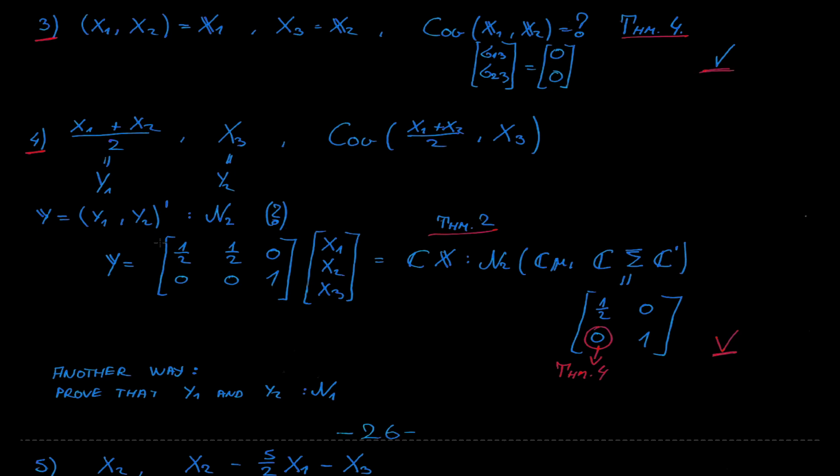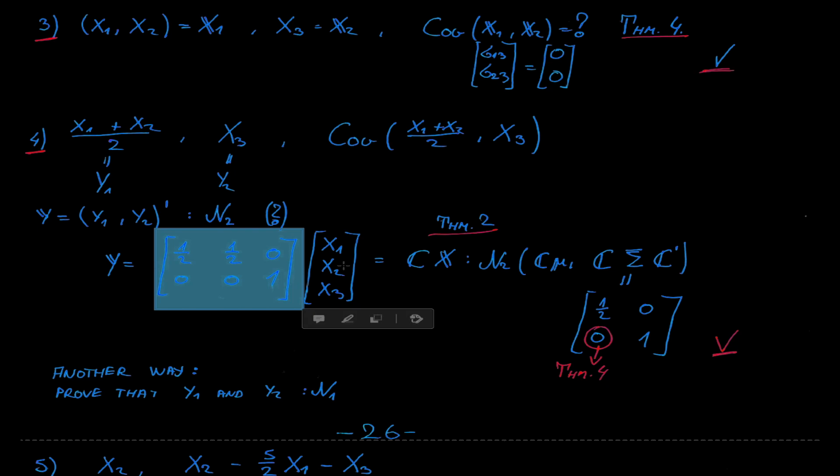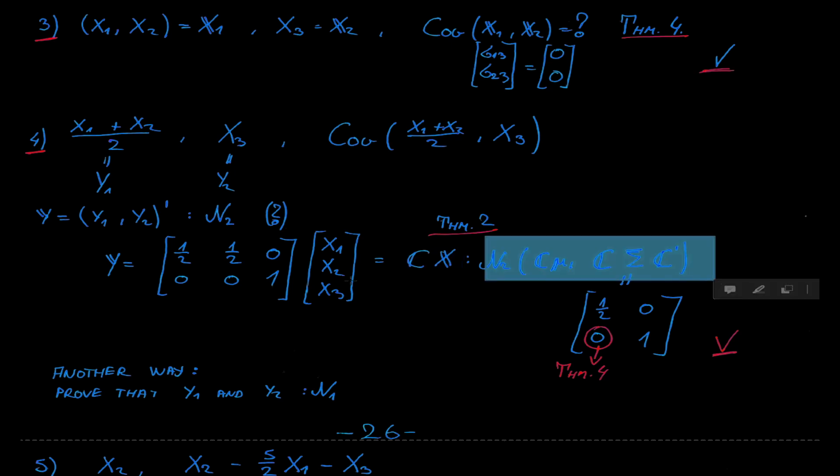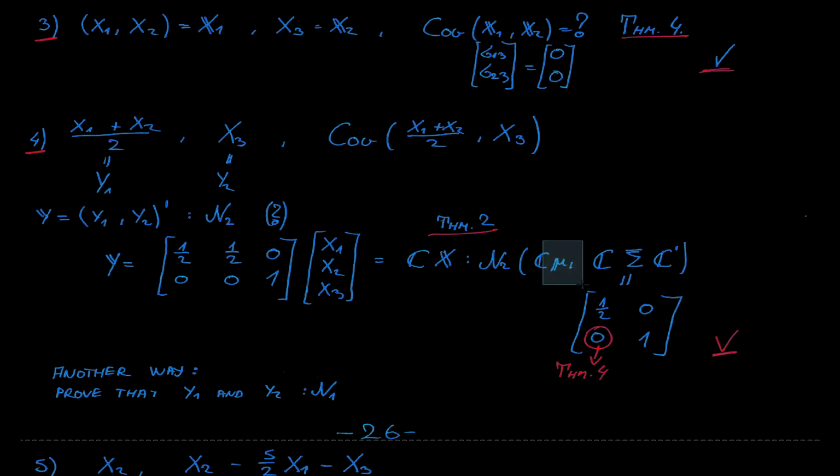Okay, so by this theorem, when we choose this matrix, how did we choose it? Well, we know the first random variable has as coefficient for x1 one divided by 2, the same for x2, and 0 for x3. And the second column has 0, 0, and 1. This is how we actually get this matrix. And then we just have the vector. So this one, by theorem number 2, has a bivariate normal distribution with these parameters.